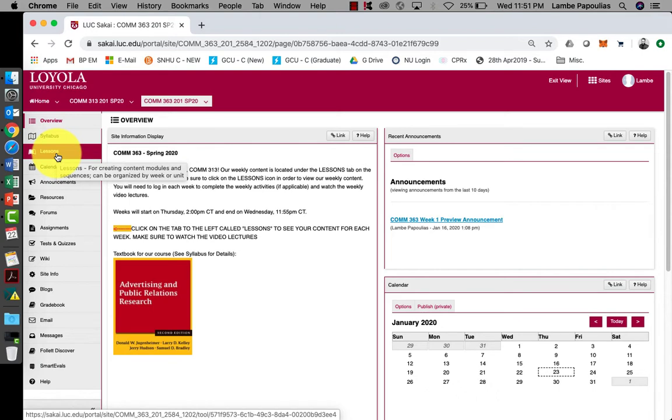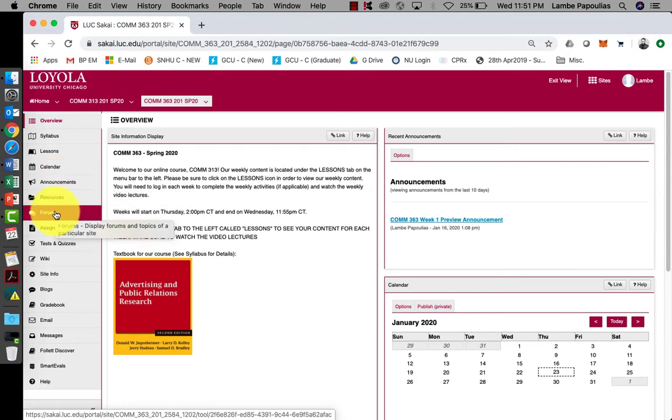Here is where our lessons are going to be located for each week, such as week 1, 2, 3, 4, and so on. Again, any announcements I post will be here, and they will also be emailed to you as well. Our discussion forums will be here, along with our assignments, and finally our tests and quizzes will be here as well. But please keep in mind that I will link any of your tests, quizzes, assignments, and discussion forums in the actual lessons themselves.